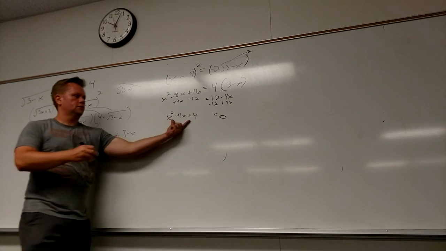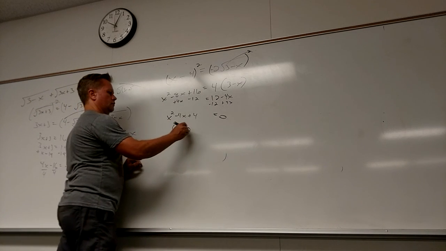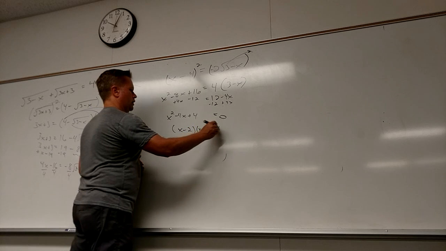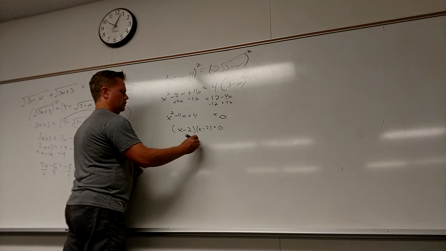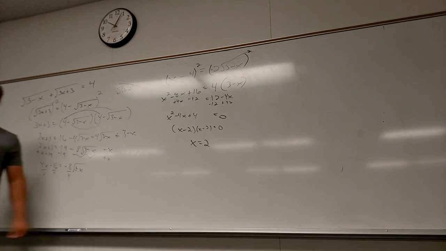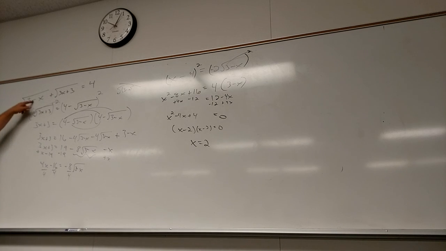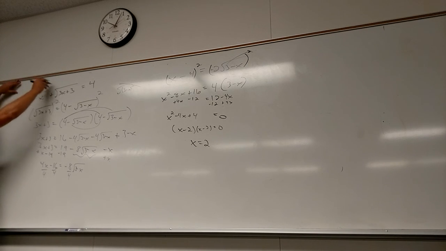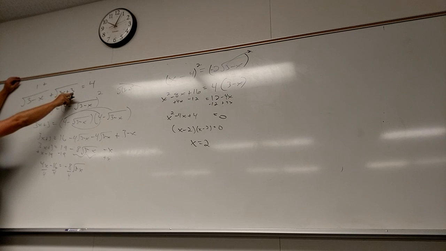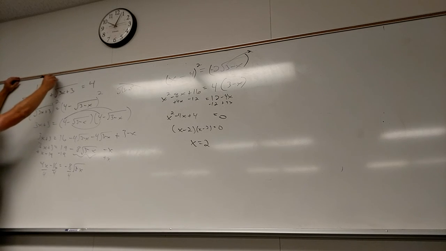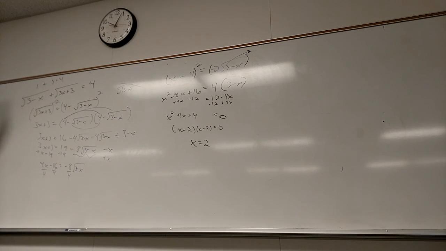How do I factor this? X minus 2. Yeah. So what's the one answer? And does it work? 3 minus 2 is 1. The square root of 1 is 1. 3 times 2 is 6 plus 3 is 9. The square root of 9 is 3. Is 1 plus 3 equal to 4? Yes.